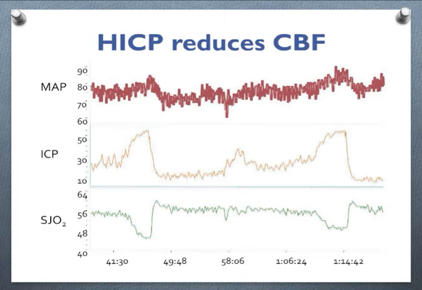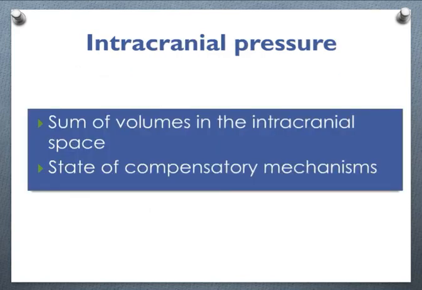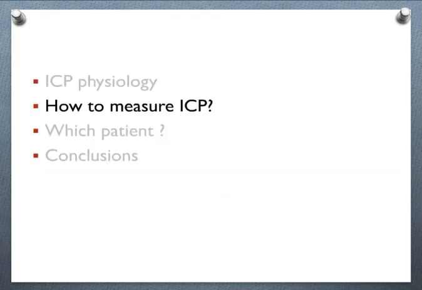So we need some basic information of the sum of the volumes in the intracranial space. We are talking about trauma. In trauma, volumes change very easily after the traumatic event, and we need to have some information on the state of the compensatory mechanism. So the question we have to solve is how to measure ICP and in which patient.